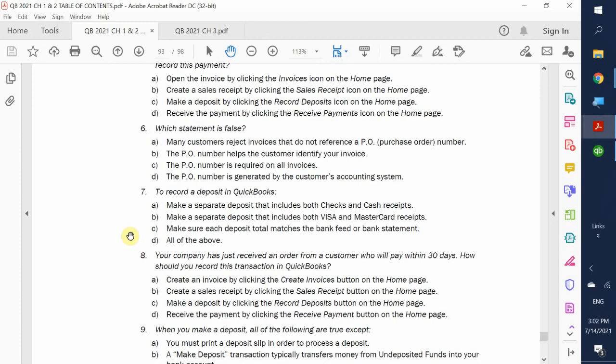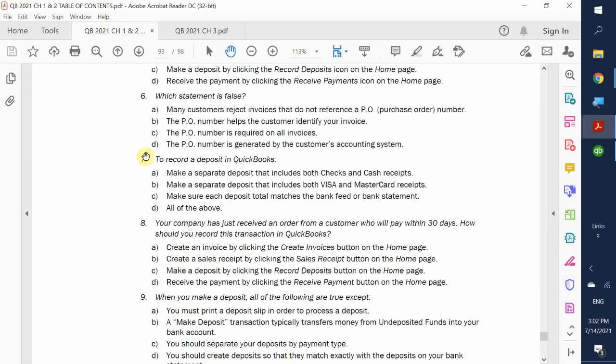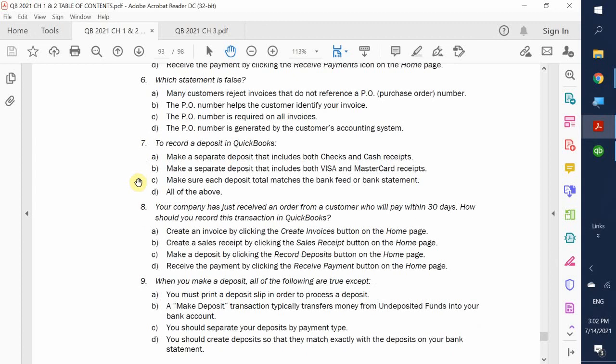Okay, so I have it in my book. It says it's C, but after reading all the answers, you're right. D is the correct answer, because that's what they recommend you to do: separate your checks, then do your credit cards, and then match your bank statement. Okay, so yeah, D is actually the correct one, unless this is asking if the statement is false, but I don't know. Anyway, C7 is actually D. You are right. Okay.